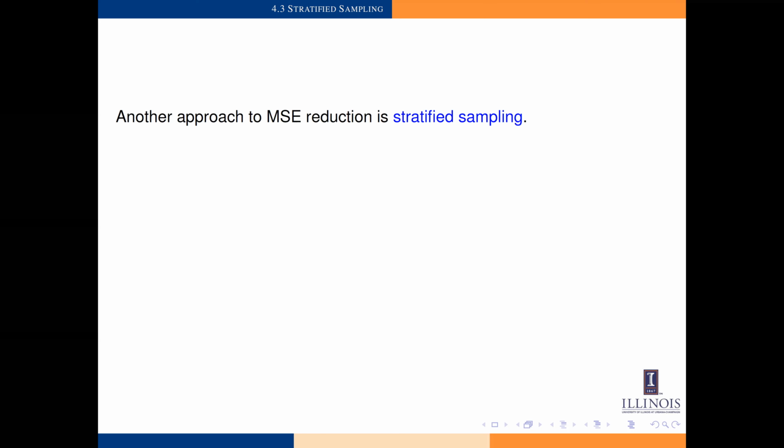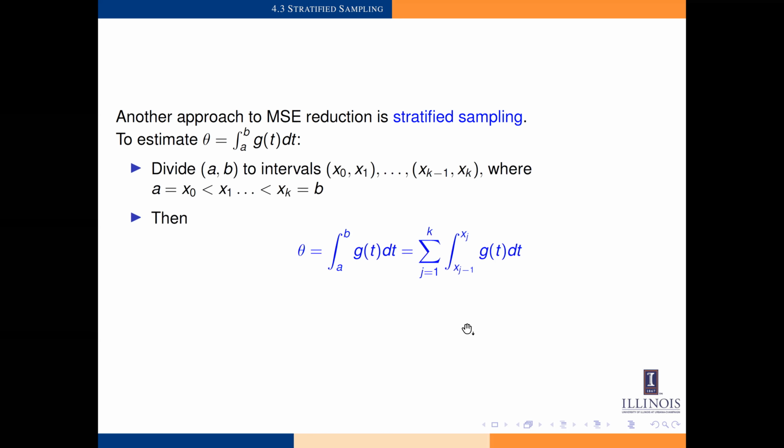Another approach for MSE reduction is known as stratified sampling. Suppose we want to estimate theta, which is equal to the integral of g(t) dt over the region from A to B. We can divide the region from A to B into several intervals. Let's denote by x0 to x1, x1 to x2, etc., all the way to x_{k-1} to x_k. Here, the x values are the bounds for these smaller intervals.